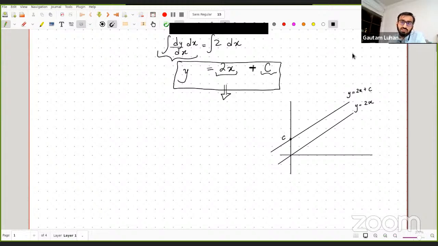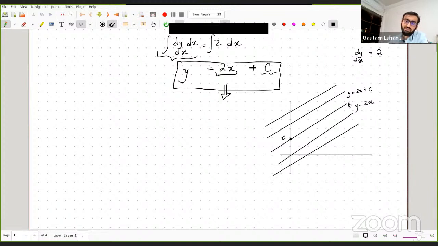So if you were to ask me, what's the solution of dy by dx equals 2, I would tell you that the solution is actually not one particular relationship. It's an infinitely large family of solutions, or family of lines or family of curves, which is a solution to this equation, right?